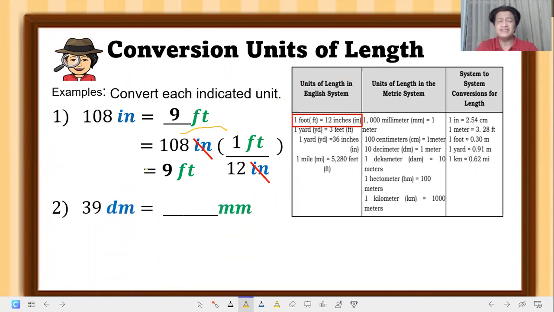Let's have number 2. 39 decimeter or dm is equal to how many millimeter or mm?